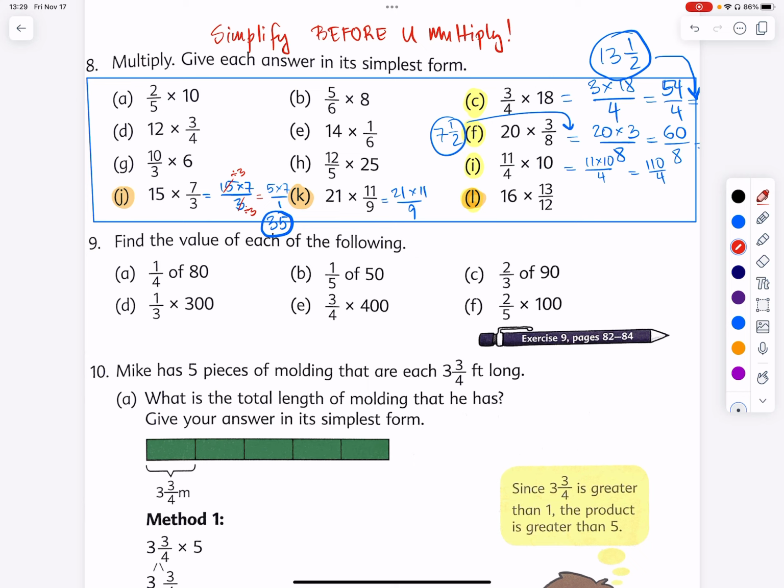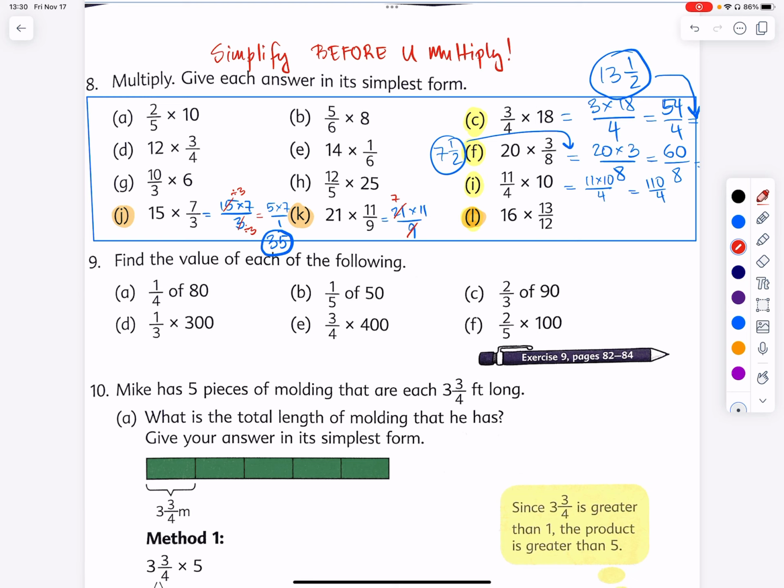Of course, 21 and 9 are both divisible by 3. So they have a greatest common factor of 3, and they can simplify, right? We can reduce these numbers down: 21 divided by 3 gives us 7, 9 divided by 3 gives us 3. And we have 77 over 3, which is much easier to do the math. It simplifies to 25 and 2/3.